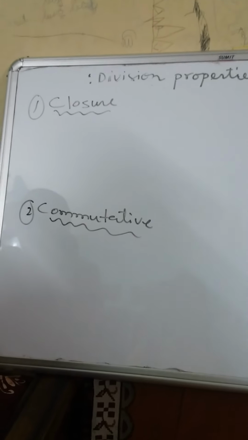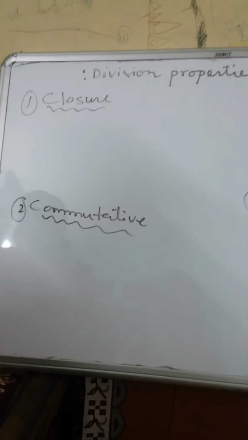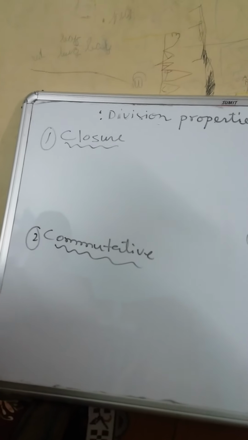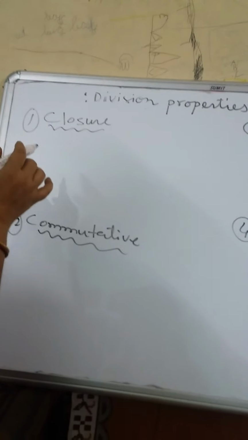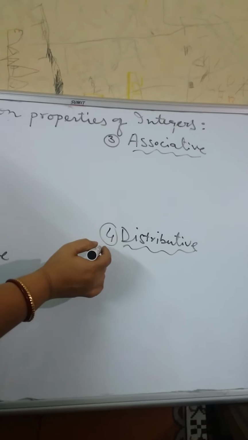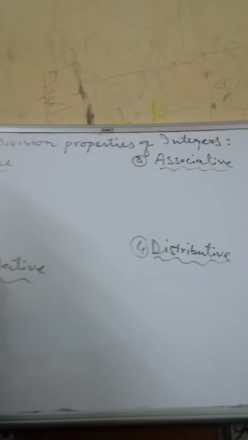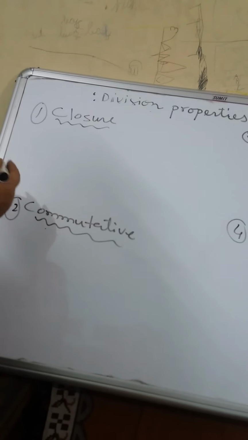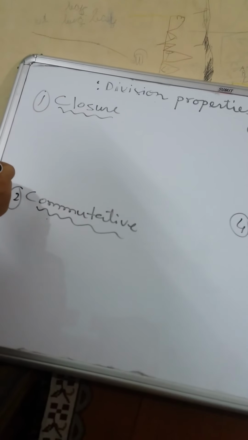How to divide integers. Next, let's discuss division properties of integers. We have studied four properties like closure, commutative, associative and distributive for multiplication of integers. Now we will check out the same properties that we have discussed for multiplication. First is closure property.